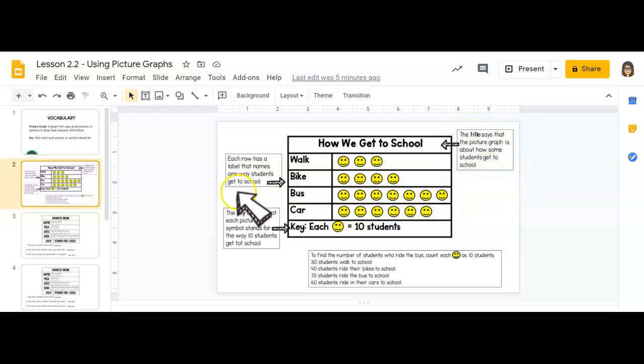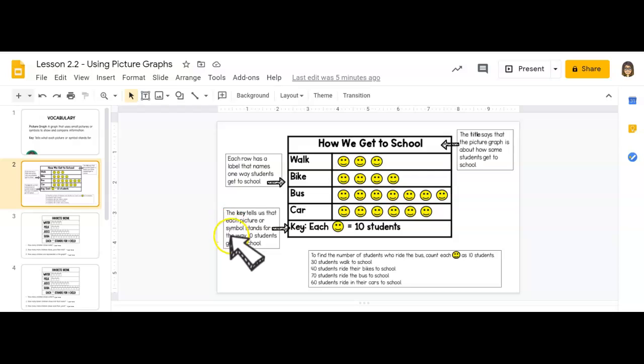Now the next thing that you're always going to have in a picture graph is categories or labels. These labels label different categories of responses that people could choose. So in this picture graph, each row has a label that names one way students get to school. So they could walk, ride a bike, take the bus, or come in a car.